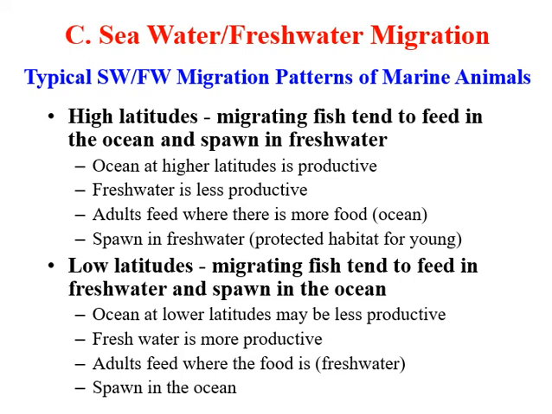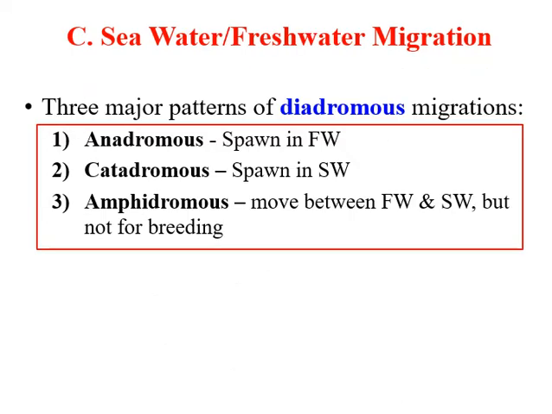Think about where's the optimal habitat for adults, where there's all this food, versus where is there a safe habitat, or a habitat where the young have an advantage. It's advantageous for the young, either for protection or for availability of food or for dispersal. Then you have these two different bodies of water that are occupied. So there's three major patterns of diadromous. Diadromous just means that they occupy these two bodies of water.